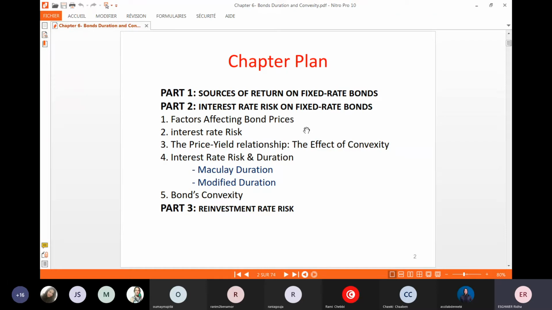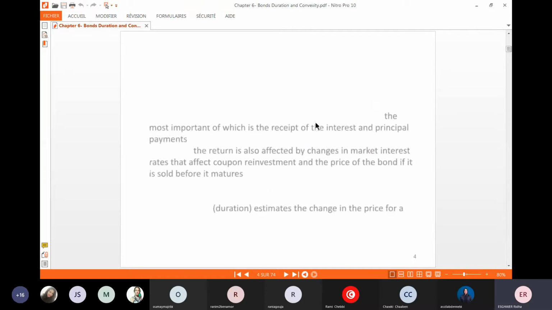Then we will talk about the reinvestment rate risk. This chapter focuses on the calculation of the return on the bond and the risk of the bond. Okay, let's start with the first part. What are the sources of return for the bond?